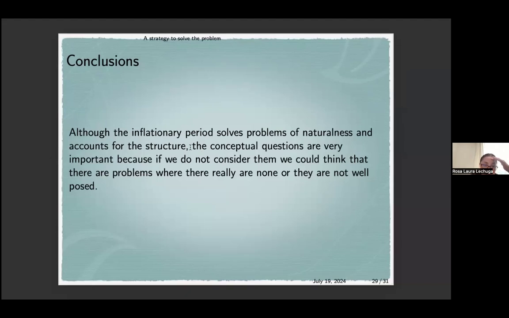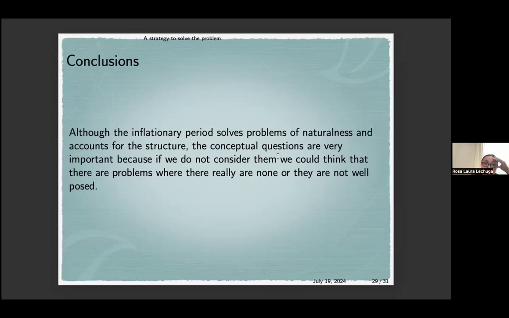But if we analyze carefully the conceptual part of the problem, we realized that there were many open questions, such as who is the observer in the early universe, or what is the element responsible for breaking the symmetry. And also we discovered that in the literature, not in all the references that I wrote, but in many of them, appears a misconception between the fluctuations. So it's really important to distinguish between the notions of fluctuations.